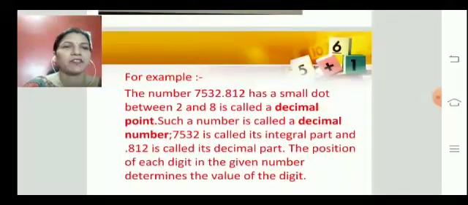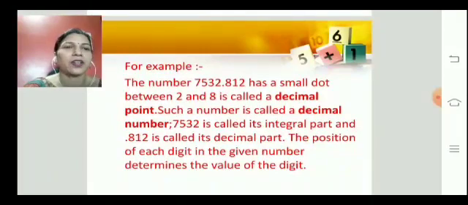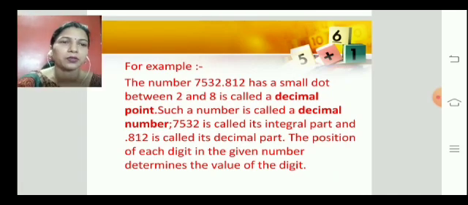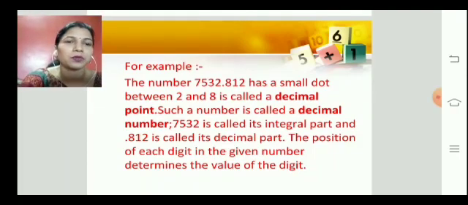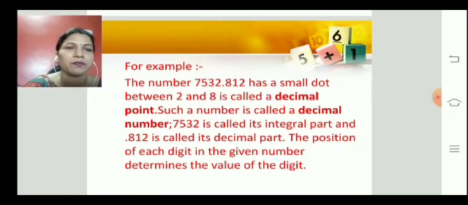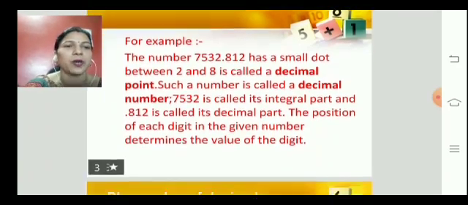For example, if my number is 7532.812 and it has a small dot between 2 and 8, that is called the decimal point. Such a number is called a decimal number. Over here, 7532 is called its integral part and 0.812 is called its decimal part. The position of each digit in the given number determines the value of the digit.